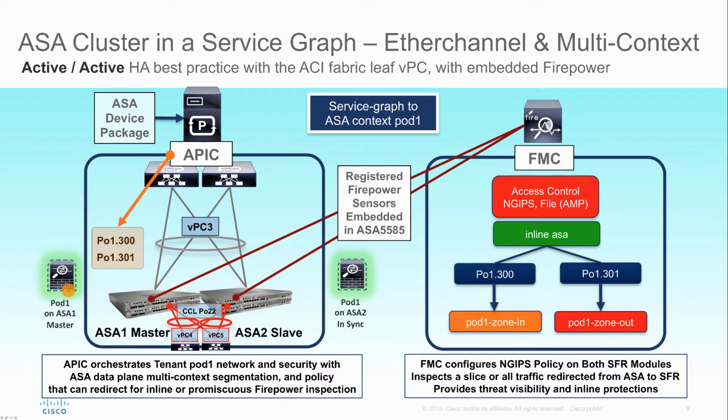This config is synced to all the physical slave units that are in the cluster, and that means that same context exists on all the other ASA units. So as the leaf switches load balance traffic to any number of ASA units in the cluster, any of those units can handle that traffic.